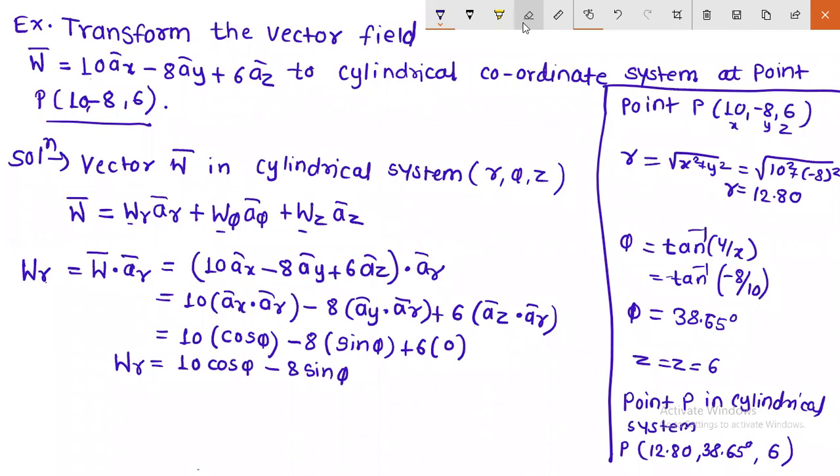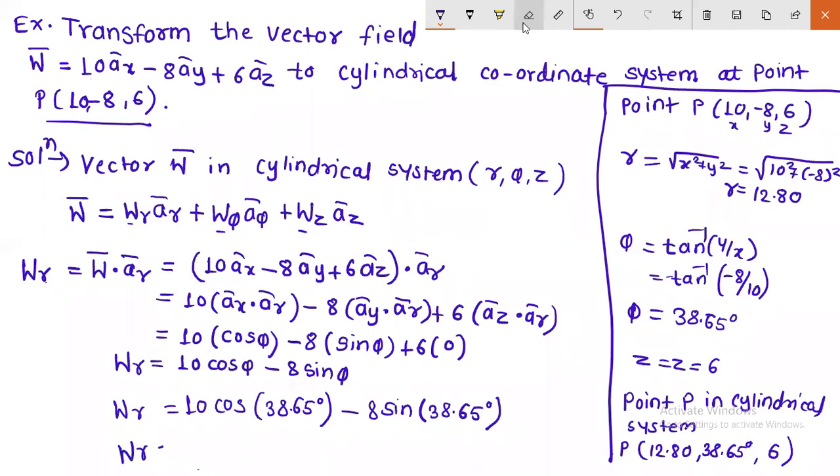So here you have to find now this WR. WR is equal to 10 cos phi, where phi is 38.65, minus 8 sin phi, where phi is 38.65. So find WR. You will get one value there.